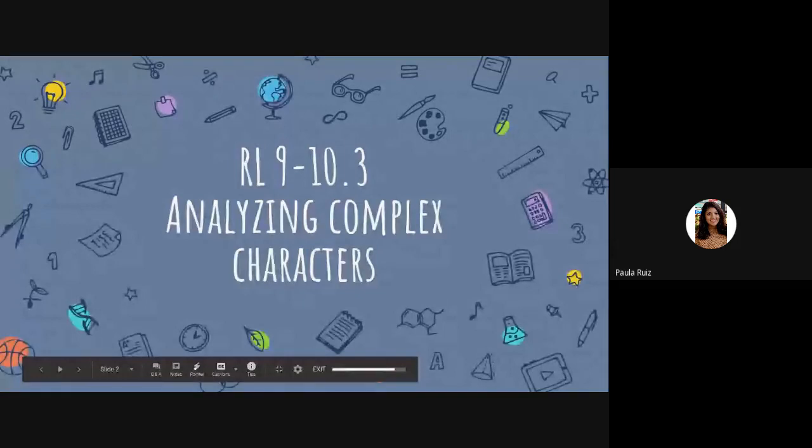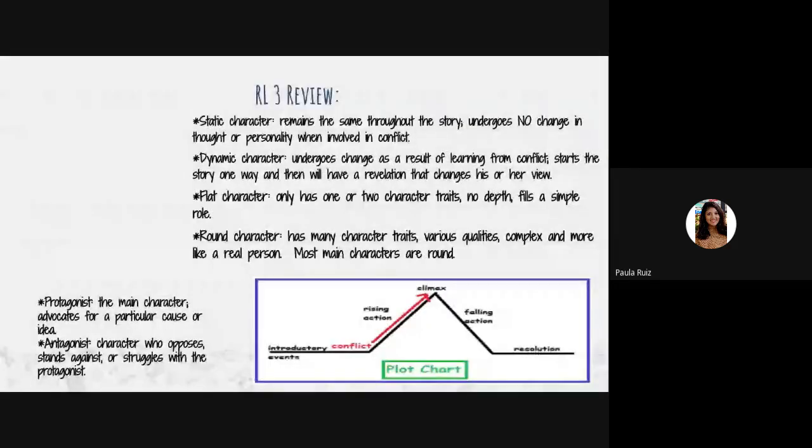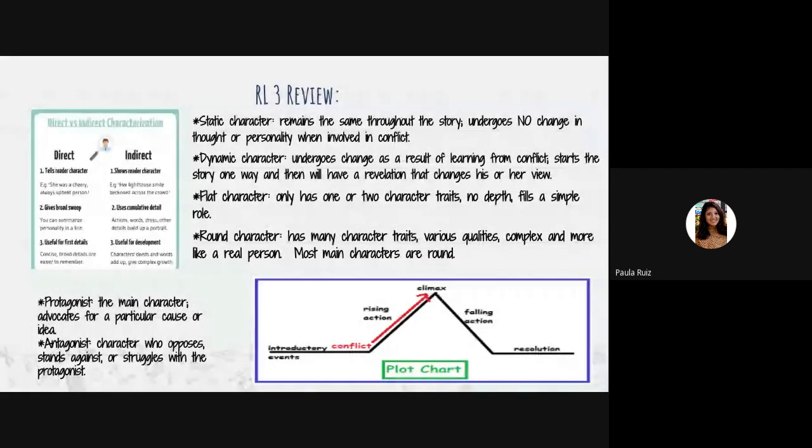All right, so the standard reads: analyze how complex characters, for example those with multiple or conflicting motivations, develop over the course of a text, interact with other characters, and advance the plot or develop the theme. So this should just be a review. In the scaffolding document for this standard, this is what you should already know before learning this standard.